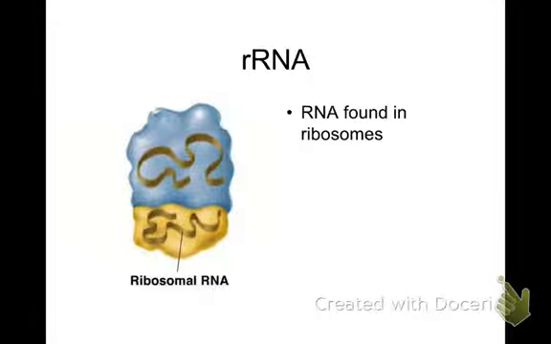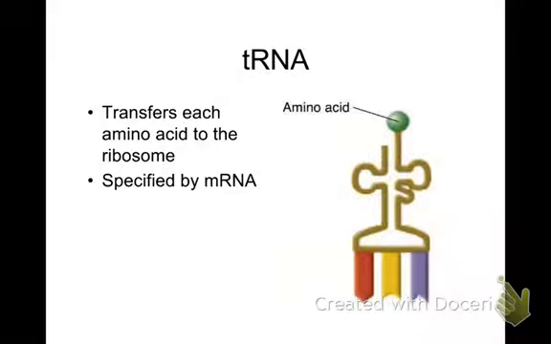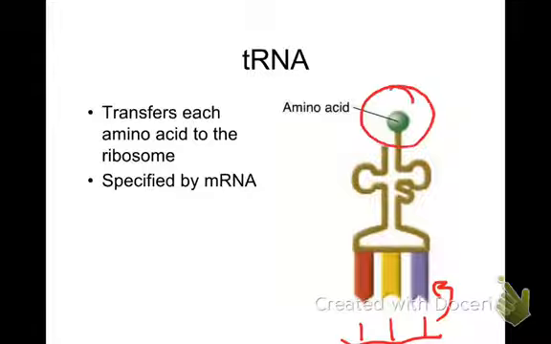rRNA is found in ribosomes. Ribosomes are basically made out of a protein and RNA together. tRNA is the transfer RNA. This is specified by the mRNA. On the mRNA, there are bases. So we have 3 bases here on the mRNA. These match up with the bases on the tRNA. tRNA is carrying an amino acid, which is going to be put together to make that protein.